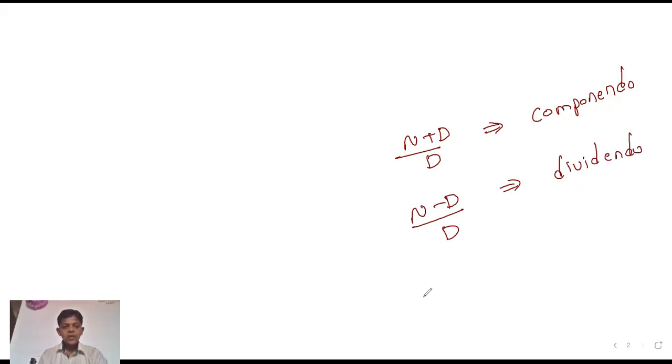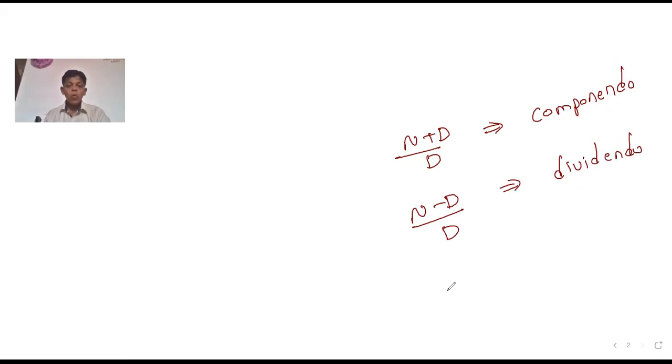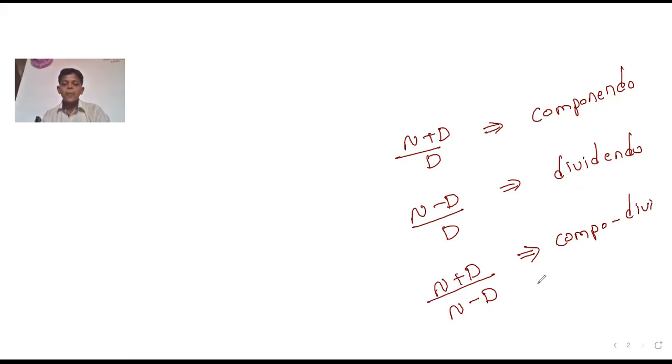Dividendo. There is something like this. You tell me now what you will call numerator plus denominator divided by numerator minus denominator. This is nothing but componendo dividendo. Actually, we don't say upon, but it is componendo dividendo. So componendo occurs at numerator, dividendo occurs at denominator. Okay.